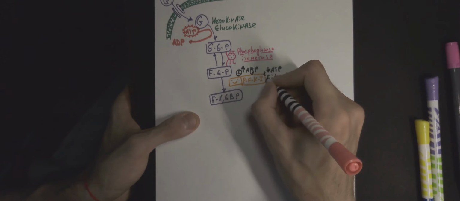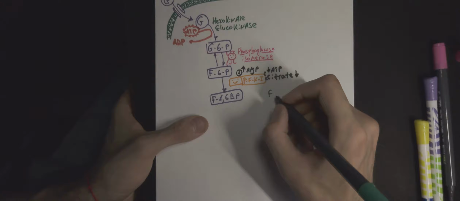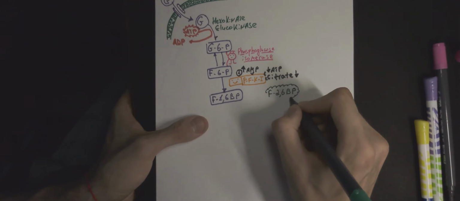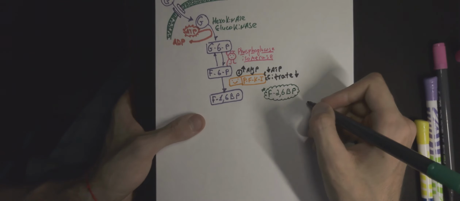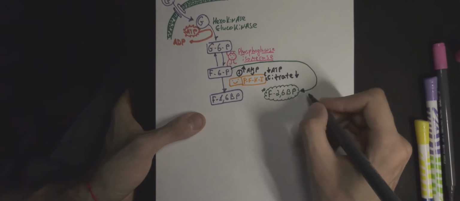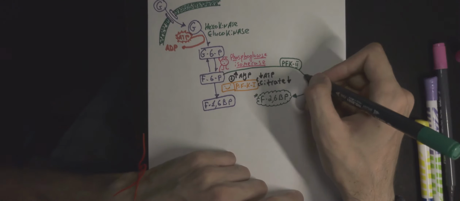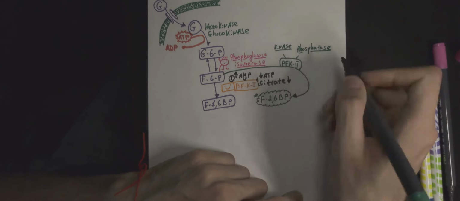But the most powerful stimulus is fructose 2,6-bisphosphate. Where does this molecule come from? Well, let me tell you. There is an alternative way where our fructose 6-phosphate, by the influence of phosphofructokinase 2, can be transformed into fructose 2,6-bisphosphate. This molecule is very important, as well as its regulation.